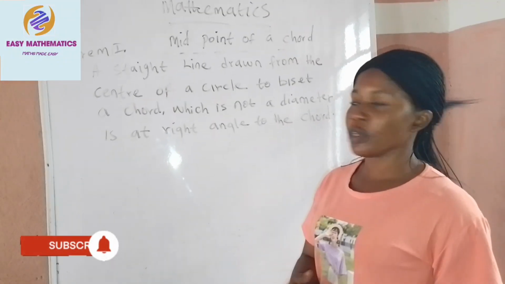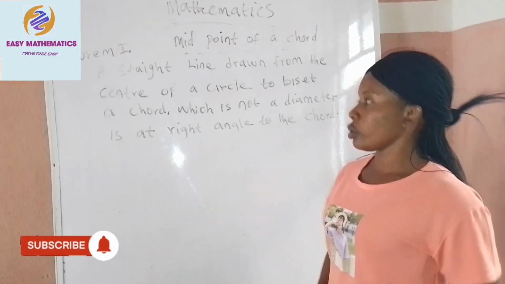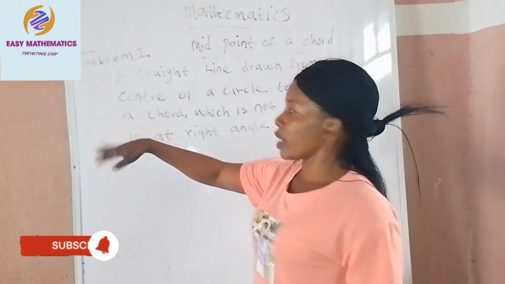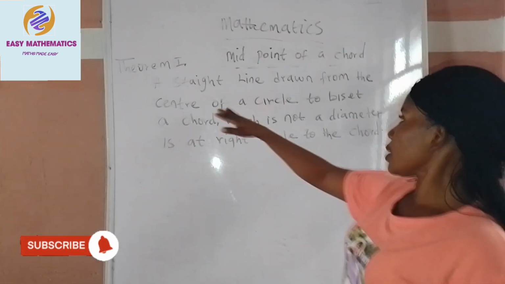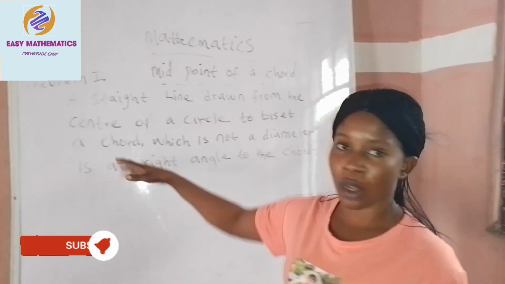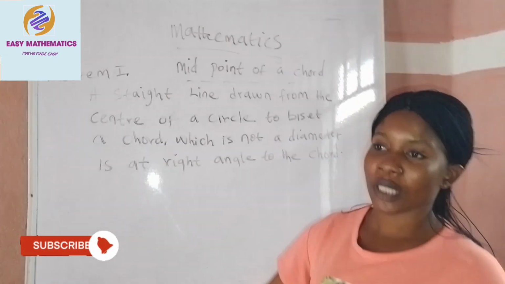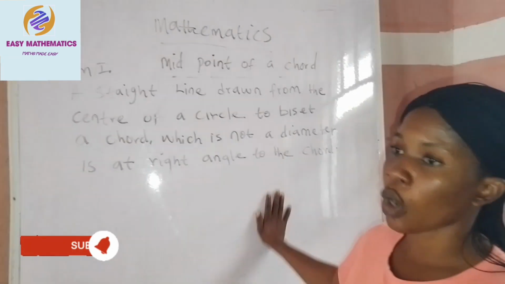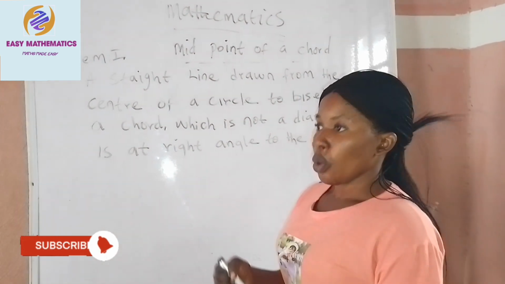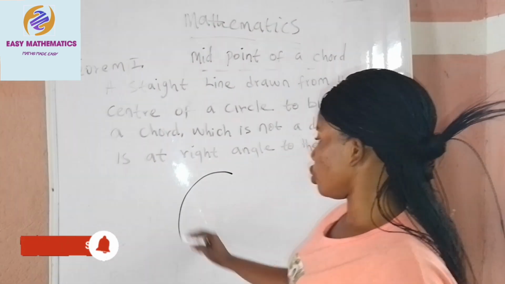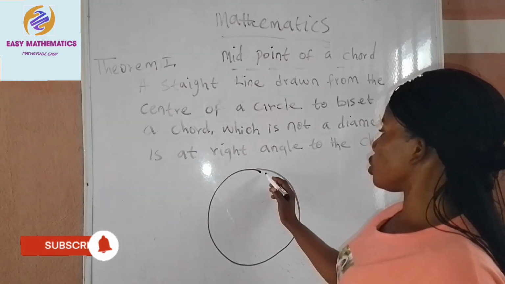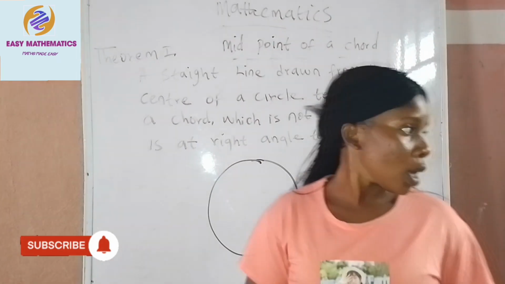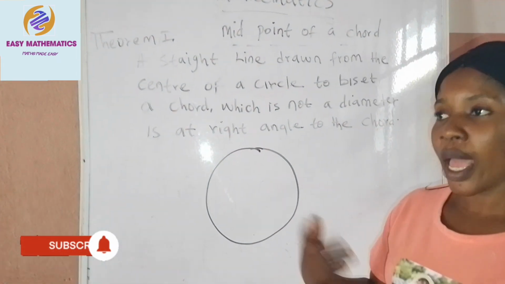We are looking at the midpoint of a chord, and we want to prove a theorem here: a straight line drawn from the center of a circle to bisect a chord, which is not a diameter, is at right angle to the chord. Remember, the last time we talked about a chord, I told you that a chord is not a diameter.